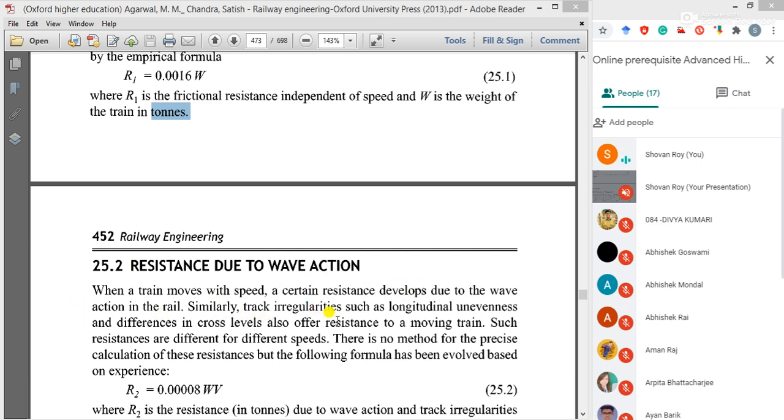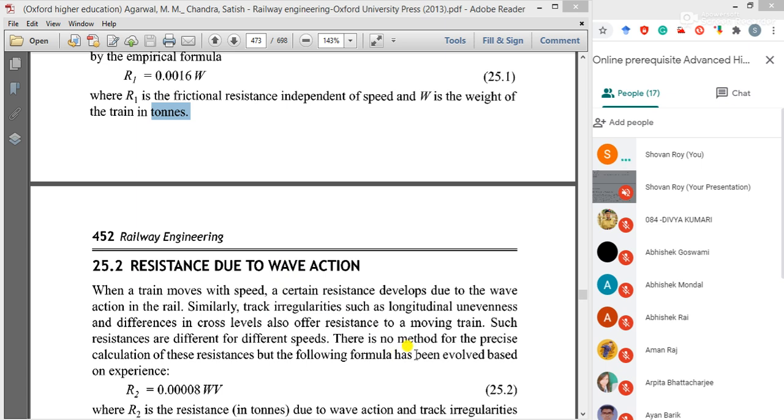Similarly, track irregularities. Normally, this wave action is directly related to the irregularities of the tracks. Very nominal irregularities of the track can be seen. However, some irregularities we cannot omit, we cannot remove. So due to these irregularities, some resistance is generated, and it is called the wave action.